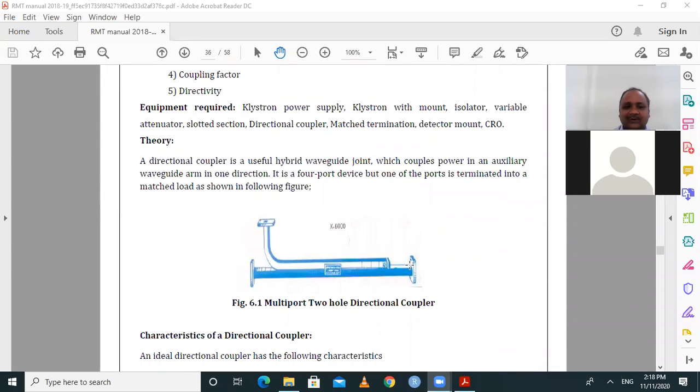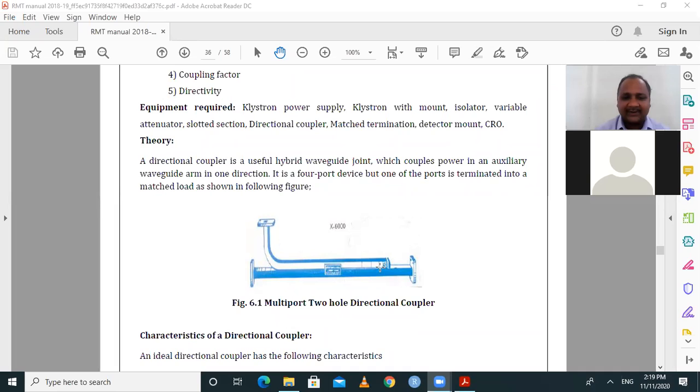So this is port number one of a directional coupler from which we give the input. Then port number two, you can obtain output from port number two. And port number three is terminated. Here port number three is terminated using a match termination, and from port number four you can get an output.